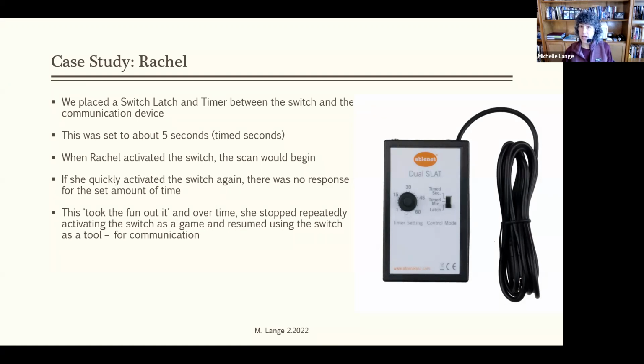So we all knew that depending on where she was in the scan, this brief delay might sometimes get in the way if the next thing she wanted to say was at the beginning of the scan. But we put up with it for a while. We tried to keep this to a short amount of time, and it did work for Rachel in helping to defeat this perseveration, this repeated banging on the switch, allowing her to once again use her communication device for communication.